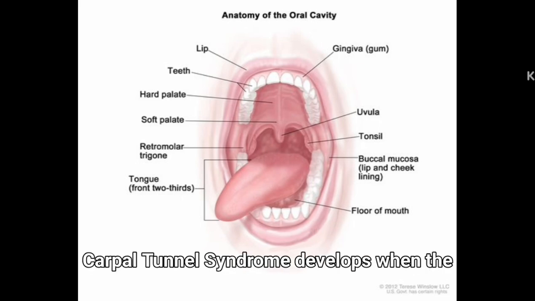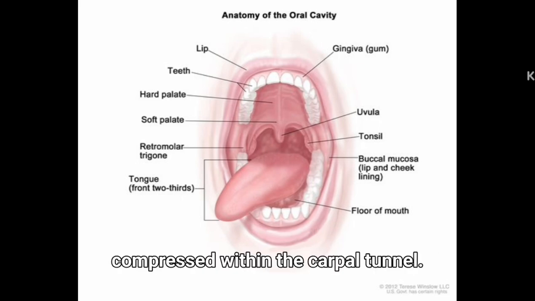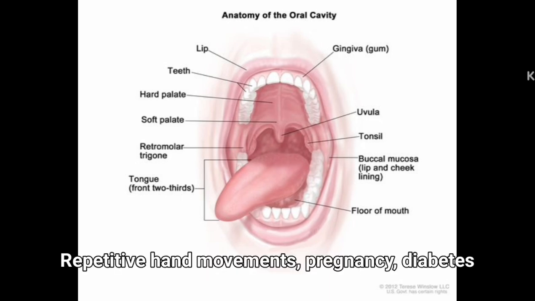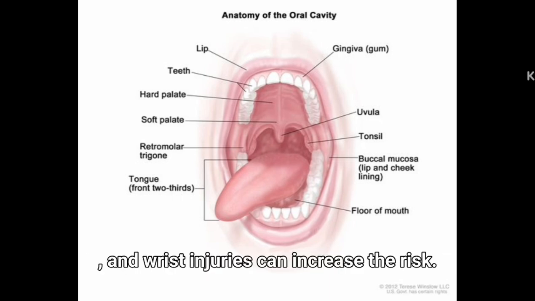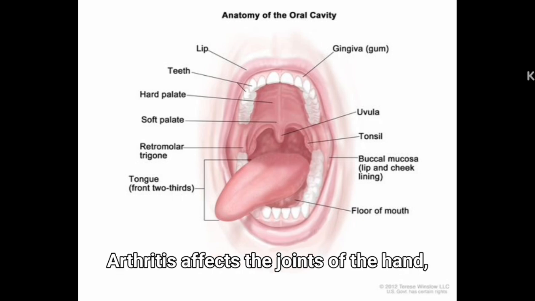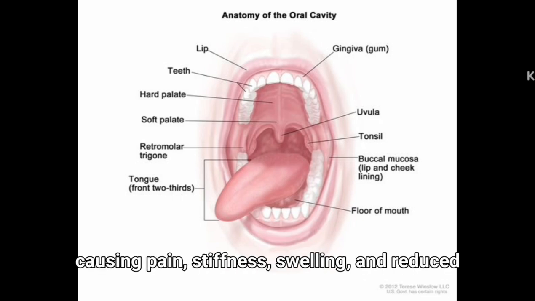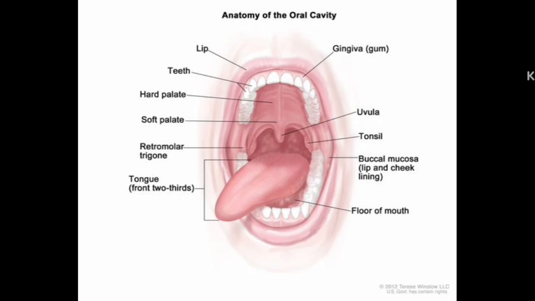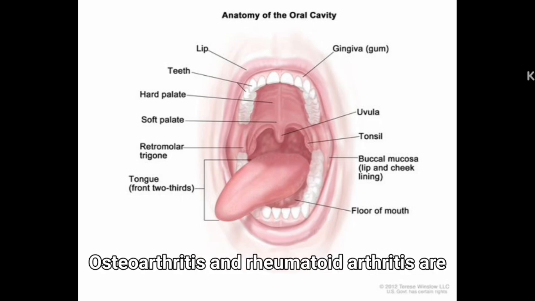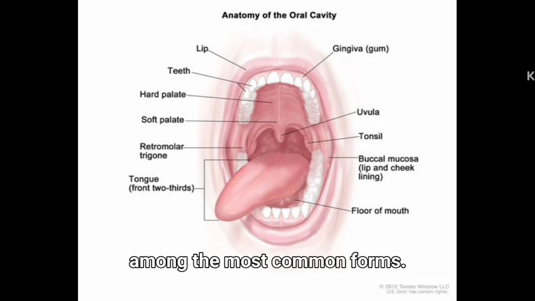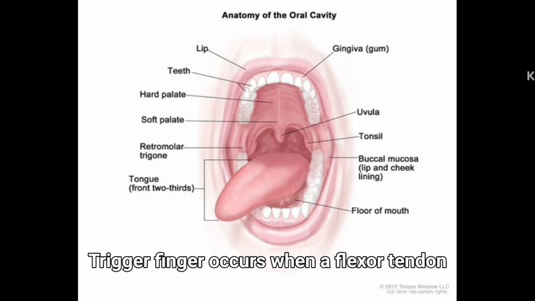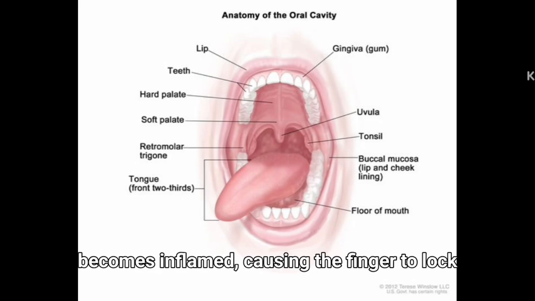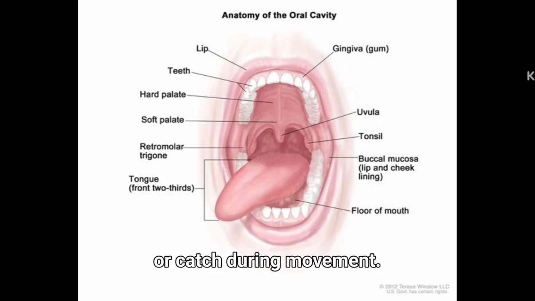Carpal tunnel syndrome develops when the median nerve becomes compressed within the carpal tunnel. Repetitive hand movements, pregnancy, diabetes, and wrist injuries can increase the risk. Arthritis affects the joints of the hand, causing pain, stiffness, swelling, and reduced mobility. Osteoarthritis and rheumatoid arthritis are among the most common forms. Trigger finger occurs when a flexor tendon becomes inflamed, causing the finger to lock or catch during movement.